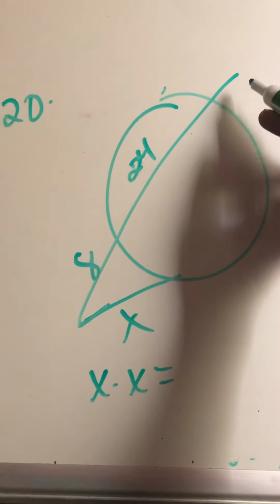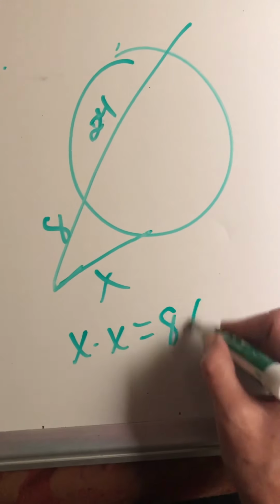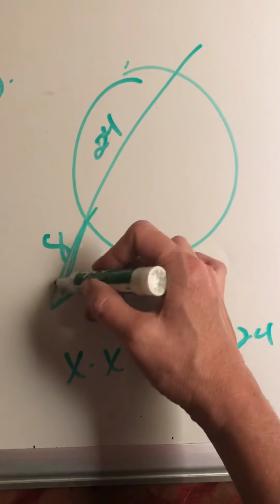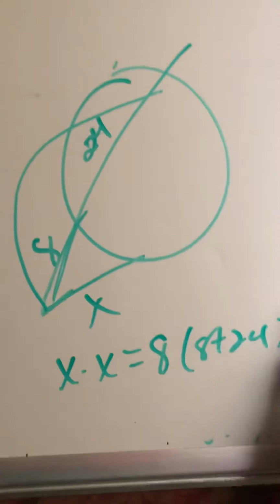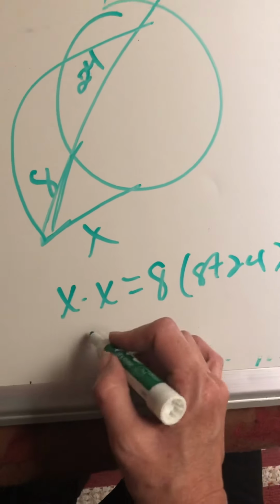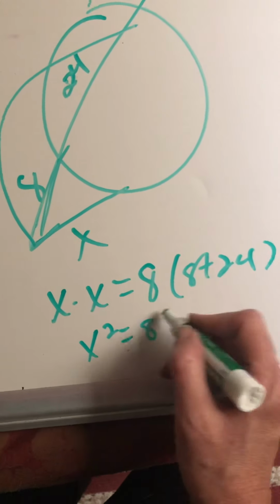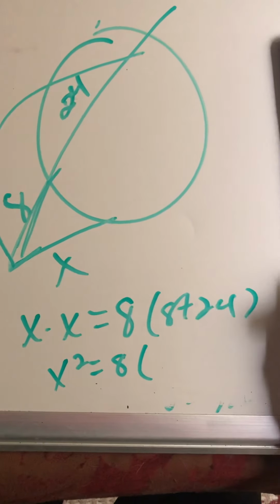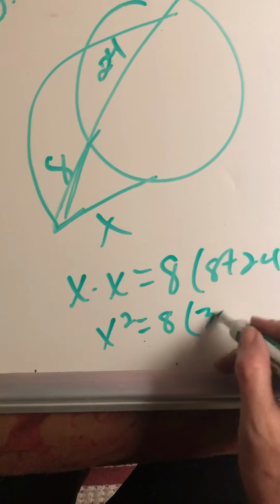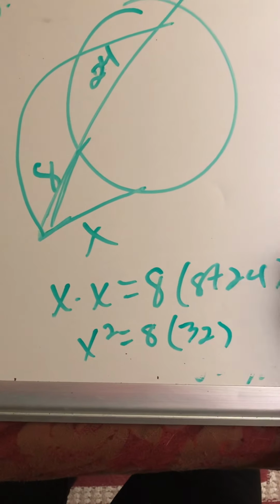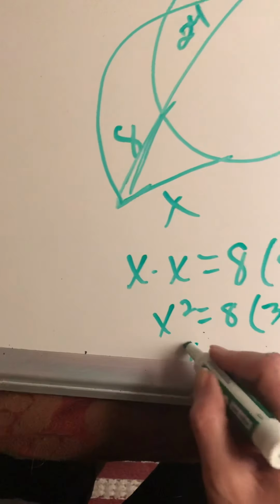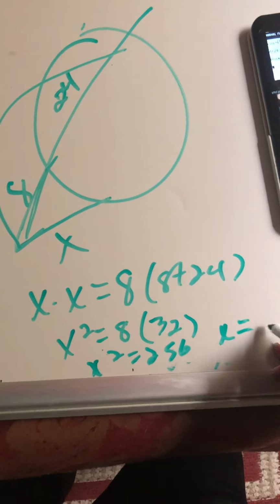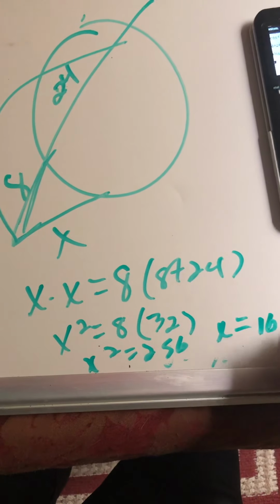Then for the secant part, we do 8 times 8 plus 24. So we do the outside part times the whole thing, which is 8 plus 24, okay? So then that's x squared equals 8 times 8 plus 24, which is 32. And then 32 times 8 is 256. So x squared equals 256. So x is the square root of 256, which is 16 inches.